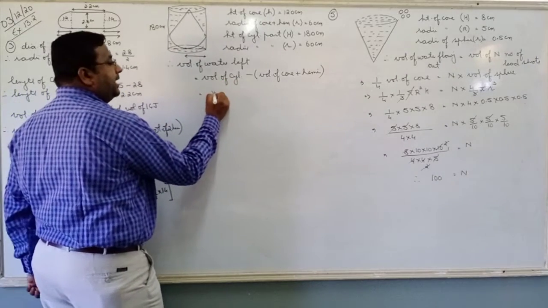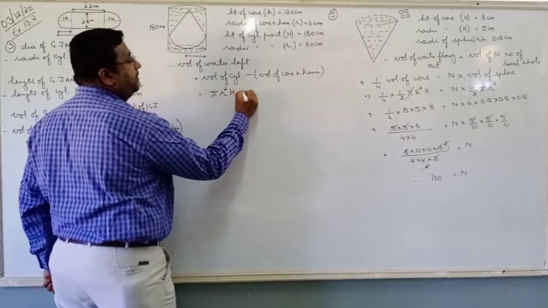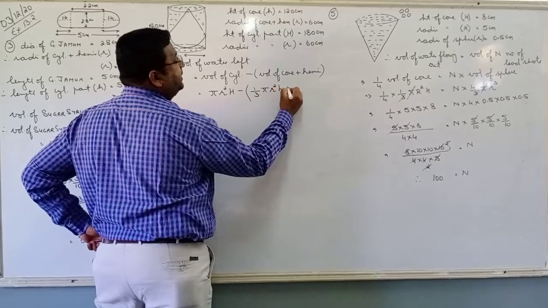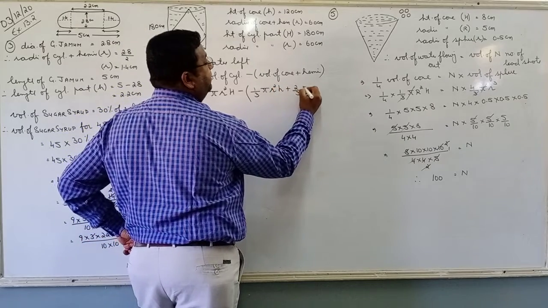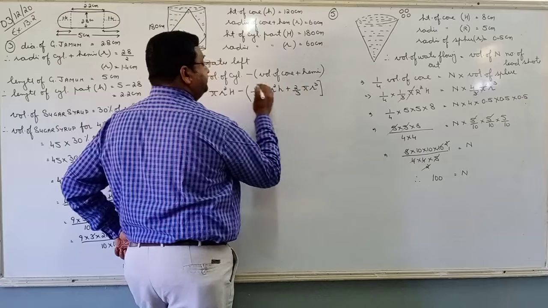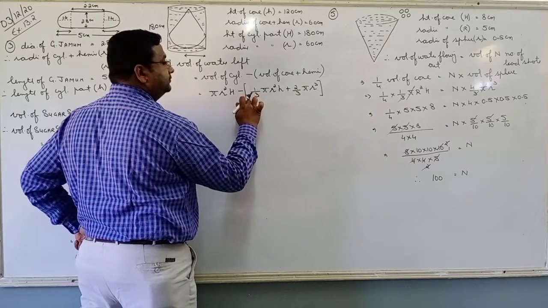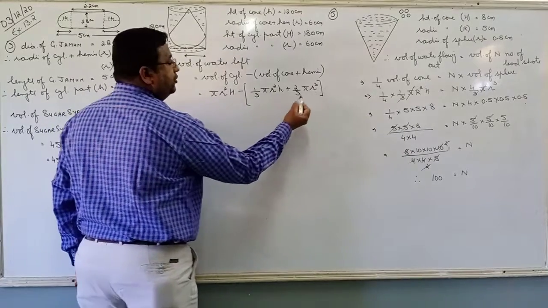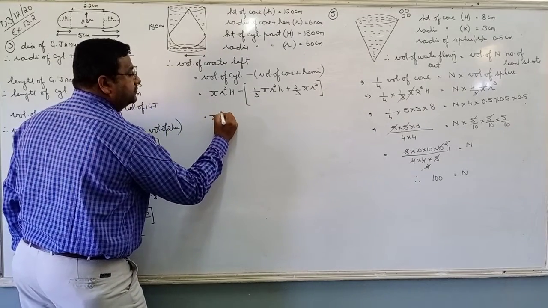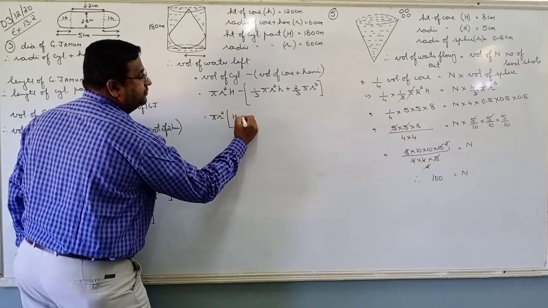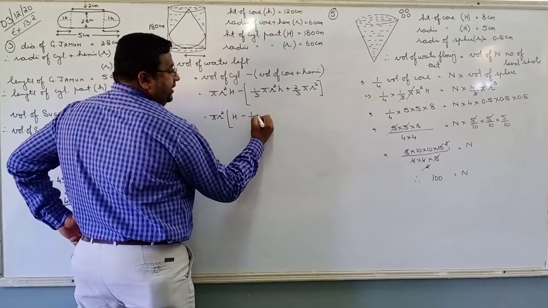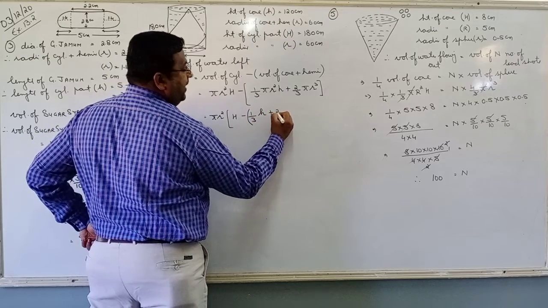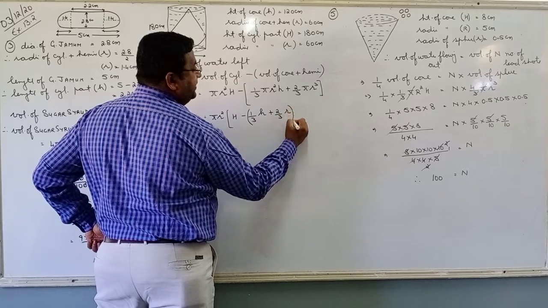Volume of cylinder pi small r square h minus volume of cone 1 by 3 pi small r square h plus volume of hemisphere 2 by 3 pi r cube. Right? Take things common. You can see pi r square, pi r cube. We can take pi r square common from all the terms. What is left? Capital H minus 1 by 3 pi r square is common, h plus 2 by 3 pi r square is common, r is left.